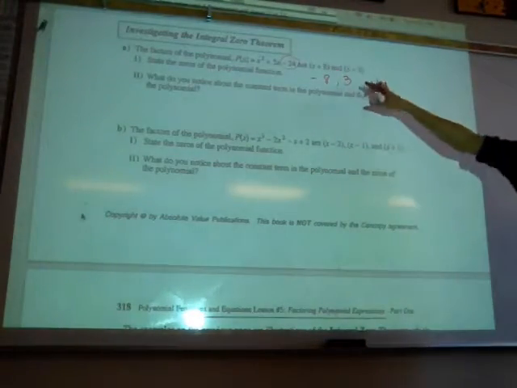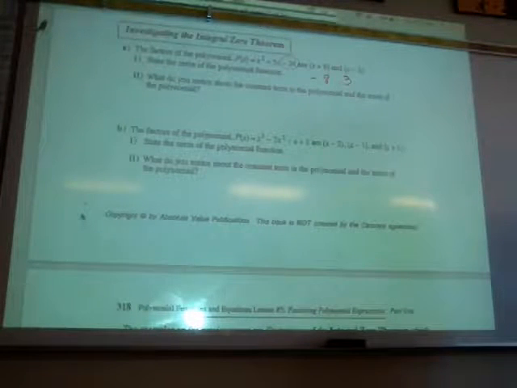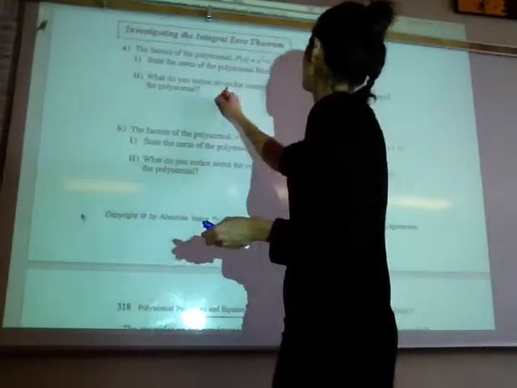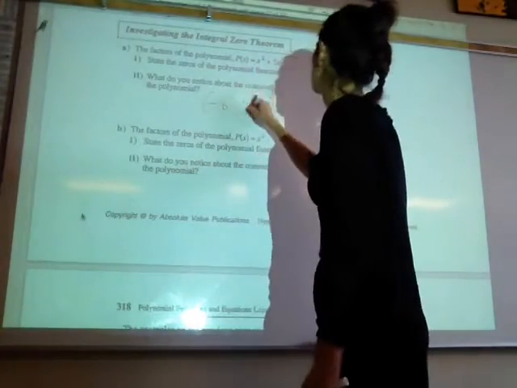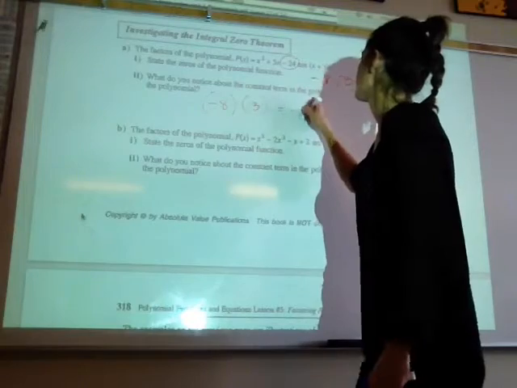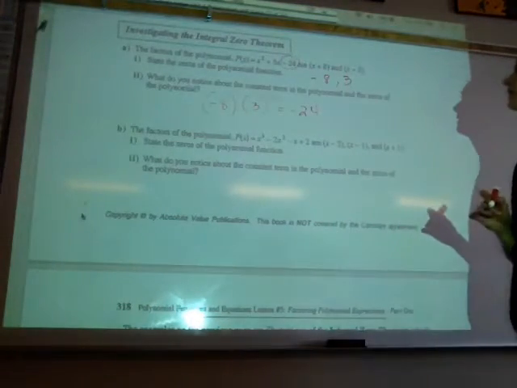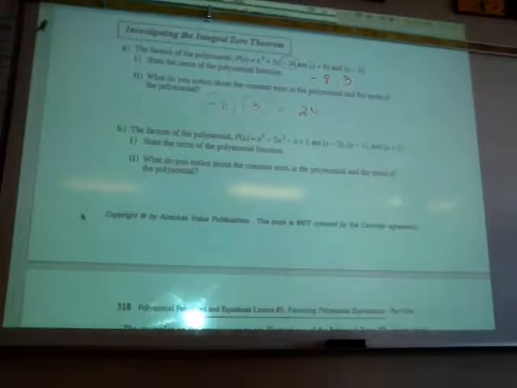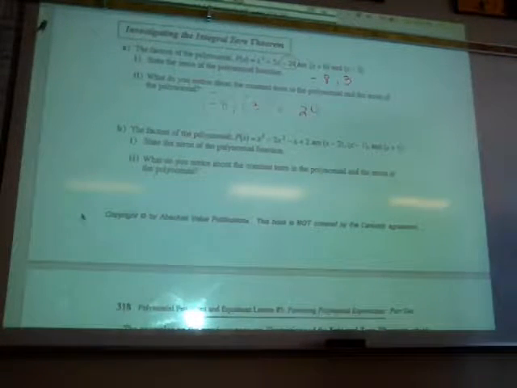Now what I want you guys to do is take a look at the constant, -24. Compare that to the zeros that you just told me. And can you relate anything? Is there any connection between -24 and -8 and 3? Good. Okay, -8 times 3 equals -24. So we're seeing that multiplying the zeros gives our constant from the polynomial.